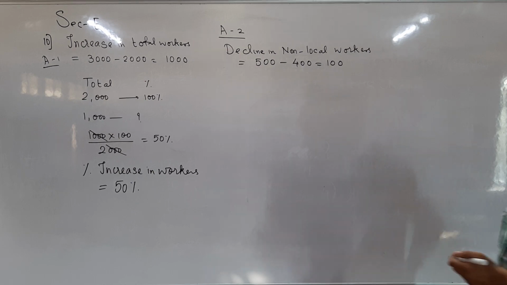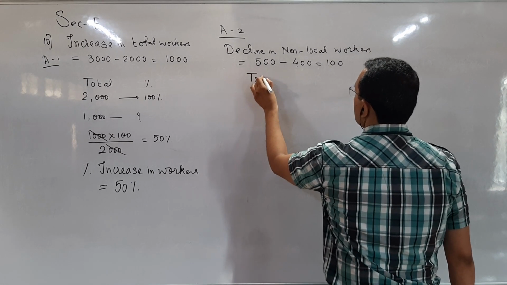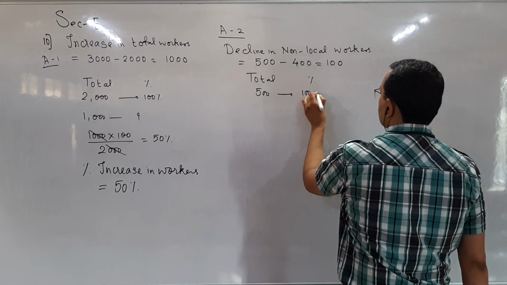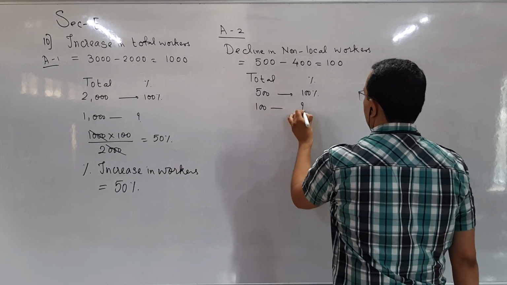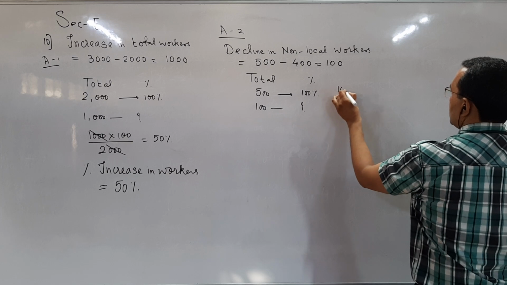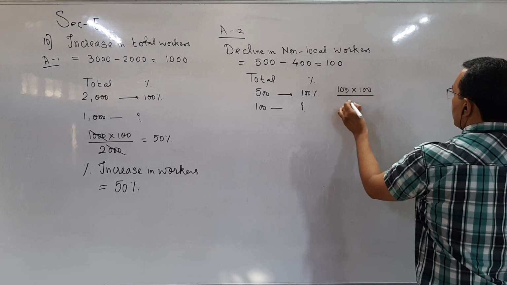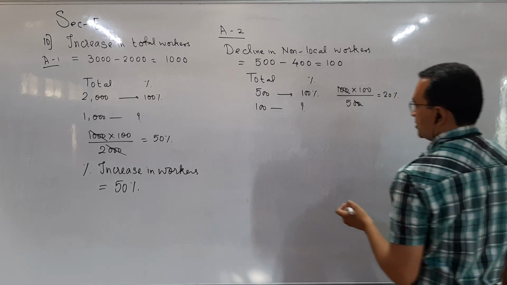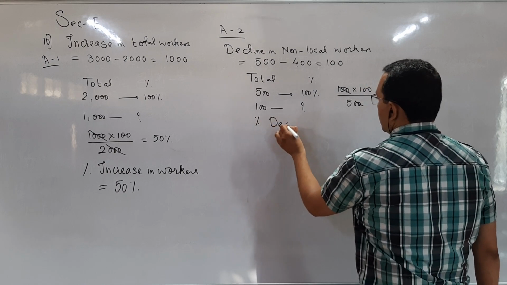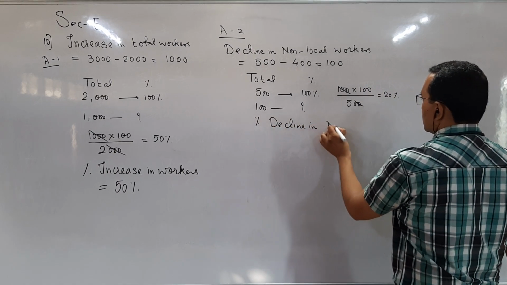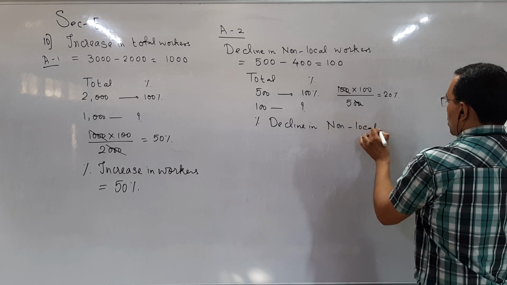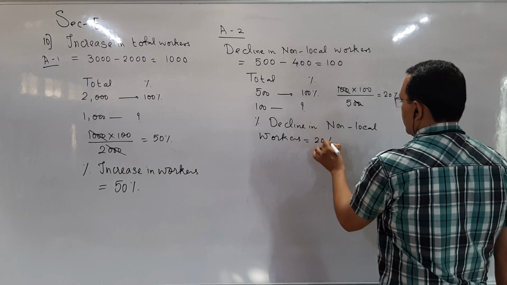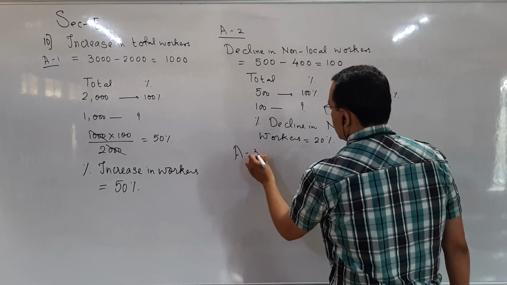Now, percentage, again, initial 500 is taken as 100%. So, 100 worker is how much percent? It will be 100 into 100 divided by 500, so the answer is 20%. So, percentage decline in non-local workers is equal to 20%. Now, students, answer 3.